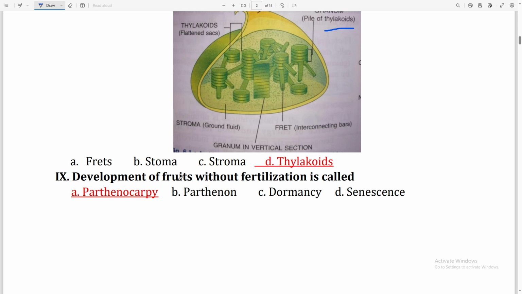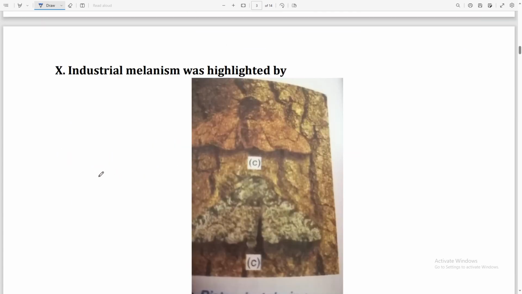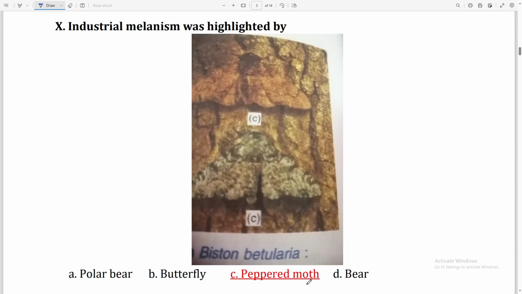Ninth bit, development of fruits without fertilization is called parthenocarpy. In case of animals, it is called parthenogenesis. In case of plants, it is called parthenocarpy. Tenth bit, industrial melanism was highlighted by, identify the organism. It is the peppered moth. The biological name is Biston betularia.